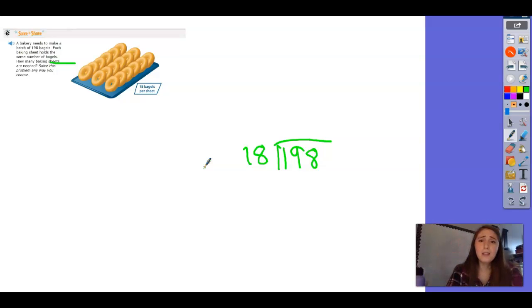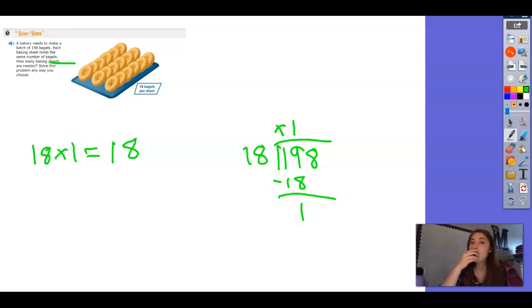I'm going to put an X above the 1 in 198, because I cannot do it by multiplying by 100, but I can do it with my tens. So I'm going to put a 1 above the 198. Now I need to multiply. I need to do 18 times 1 to see how much I'm subtracting from the 198, or the 19 in this case. 18 times 1 is 18, so I subtract 18 from 19, which gives me 1. Now I need to see if I can fit 18 into 1, which we learned from last time I cannot do. 1 is way too small for 18.